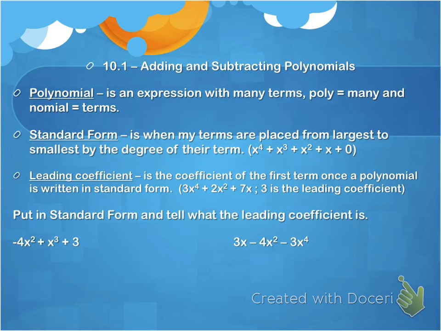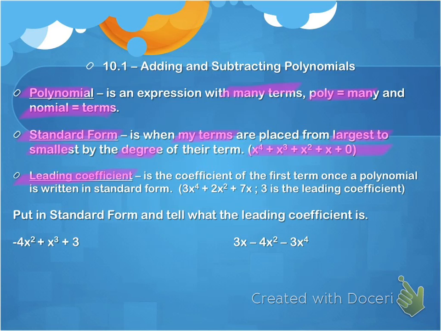Here we go. So again, polynomial, many terms. Poly means many, nomial means terms. When I want to write an equation in standard form, I place my terms from largest to smallest degree, so largest to smallest exponent. So the example I gave was x to the 4th plus x to the 3rd plus x to the 2nd plus x, which goes from largest exponent, which is 4, all the way down to the smallest, which is 0, an exponent of 0, because it doesn't have a variable.